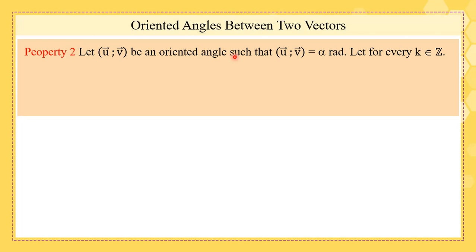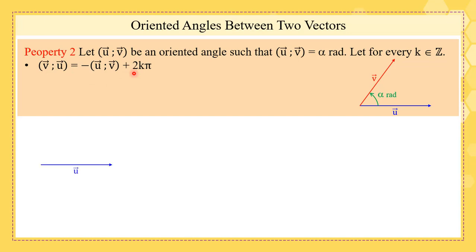Now, what are the other properties of oriented angles? (U,V) is an oriented angle such that one of its measures is alpha radian and K belongs to Z. This is U, this is V, and a measure of this angle is alpha. The first property states that (V,U) is minus (U,V) plus 2K pi.